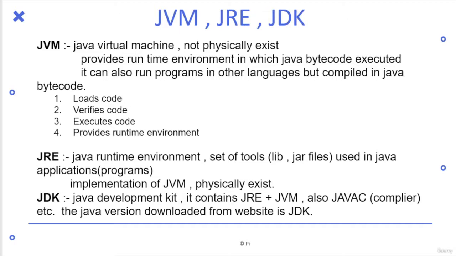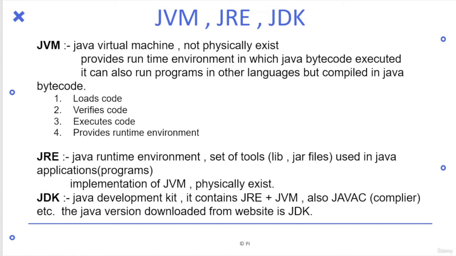The Java virtual machine does not physically exist. It provides a runtime environment, loads the bytecode, and runs the program. So all the networking packets come to the JVM first, and these are loaded in the JVM, and it will transfer to our code, and it will be captured by our code. So it loads the code, verifies the code, executes the code, and provides the runtime environment.